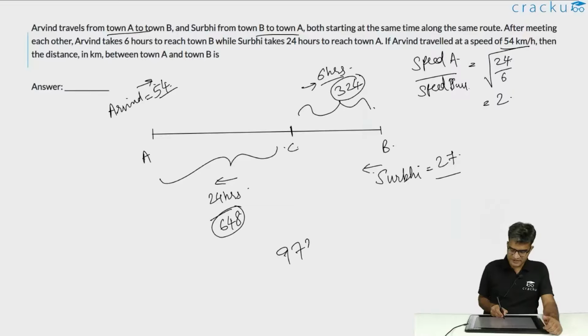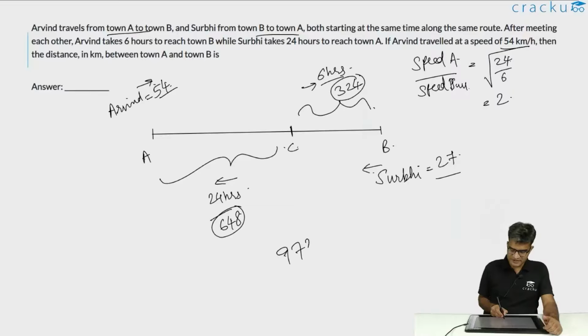If you are wondering how we got the square root of the inverse ratio of the times, assume that the speed of Arvind is SA and the speed of Surbhi is SB. Let us assume that initially the time taken by them to meet is T. That is, the distance between A and C will be SA into T, and the distance between C and B will be SB into T.